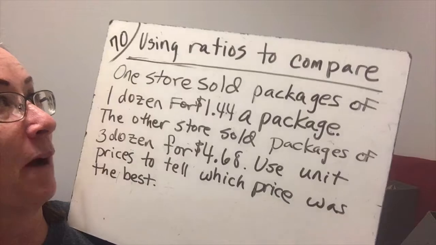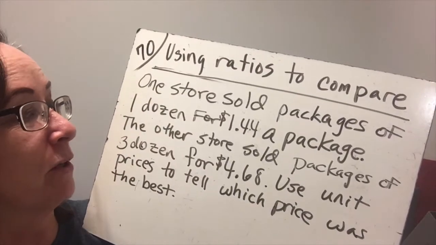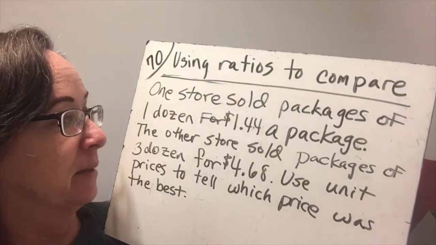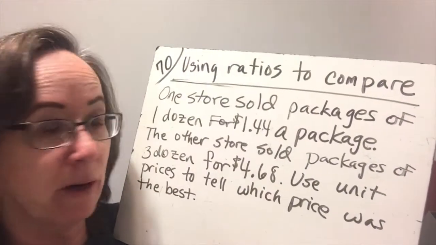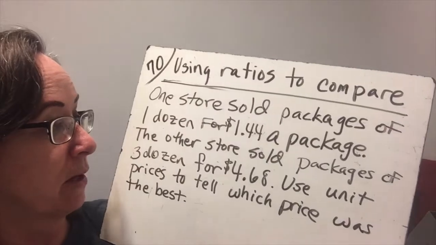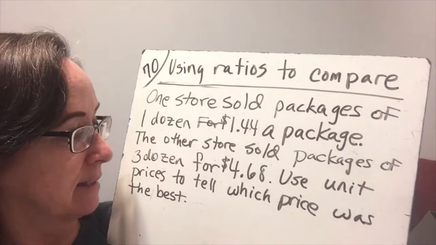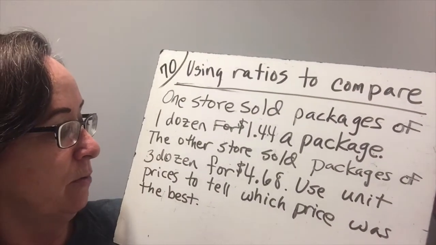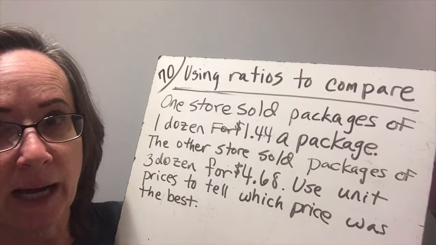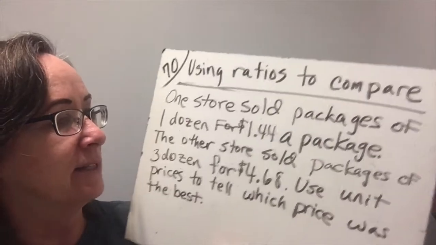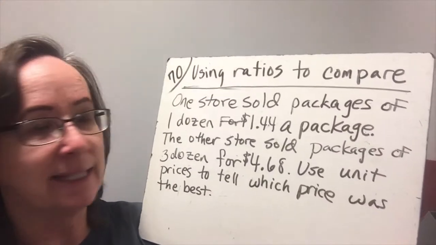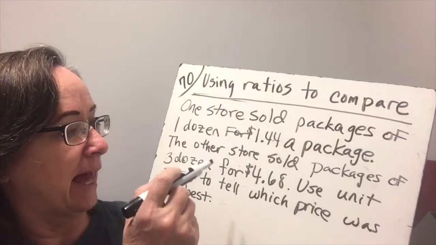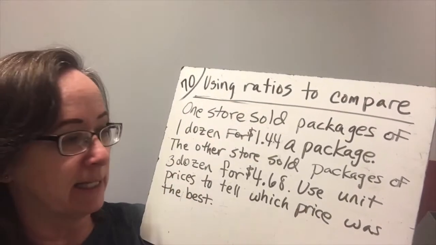Here's your practice problem. One store sold packages of 1 dozen, which is 12 items, for $1.44 a package. The other store sold packages of 3 dozen for $4.68. Use unit prices to tell which price was the best. Okay, so let's work in cents again.